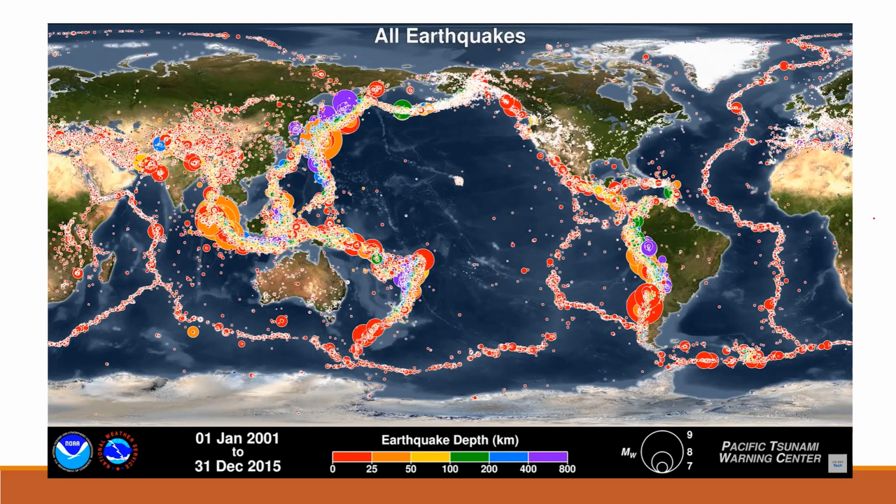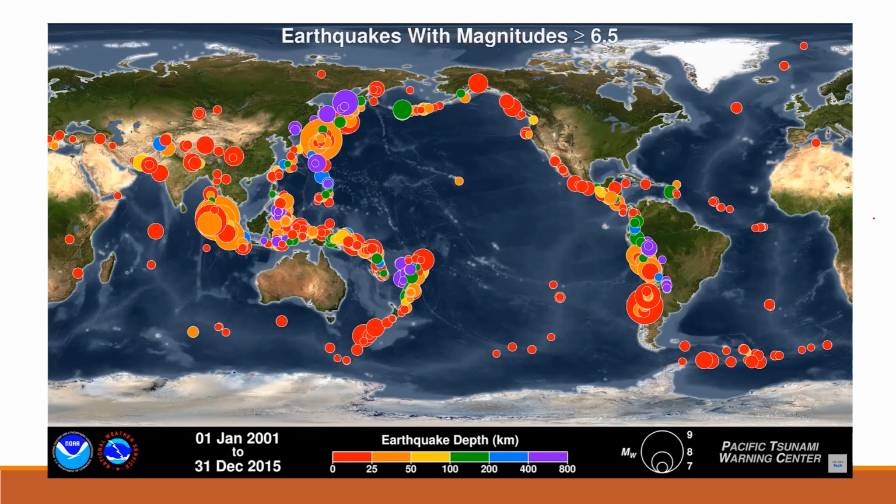Now this is all of the earthquakes. So we see those plate boundaries outlined very well. Next, it will show us all the large earthquakes. So these are all the ones greater than a 6.5. We see most of these are concentrated in those subduction zones.